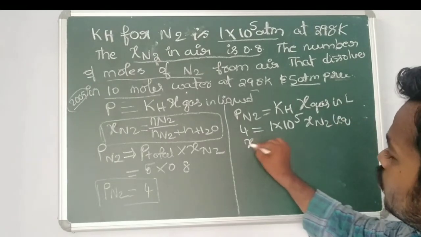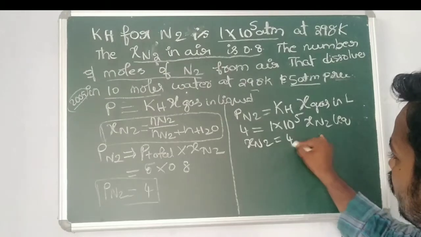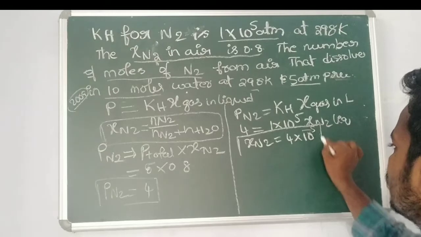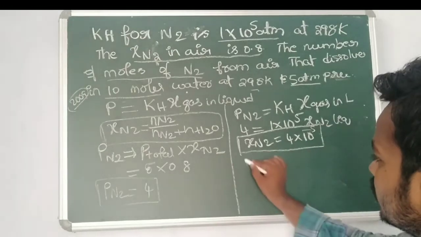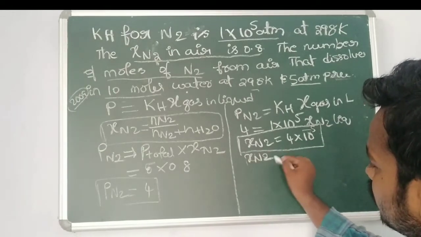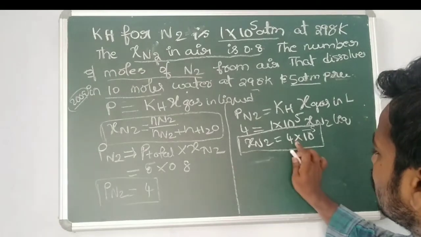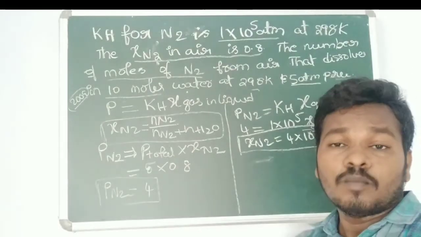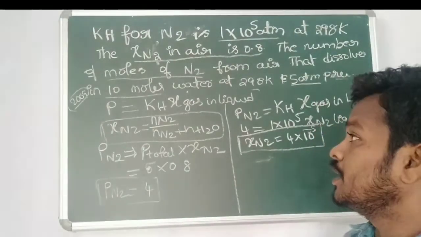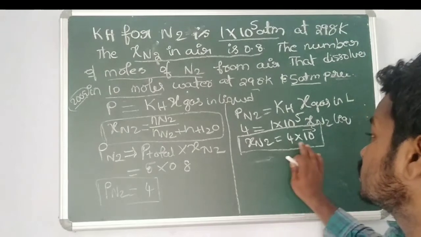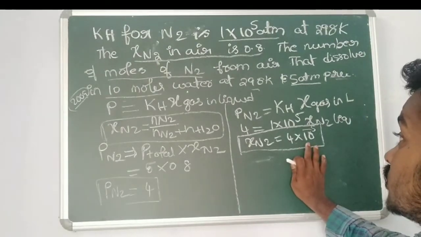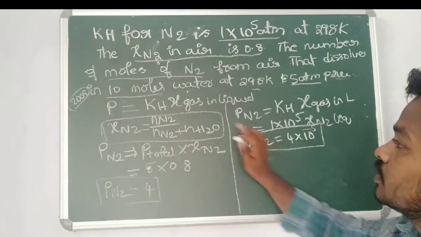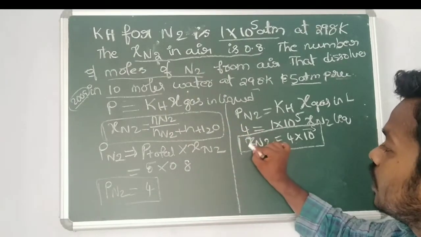So we will get the mole fraction of N2 is equal to 4 into 10 to the power of minus 5. See here, mole fraction of N2, how much? 4 into 10 to the power of minus 5. But water is how much? Water is more when compared to the number of moles of N2, the mole fraction of water is more. So we can neglect the value of N2.